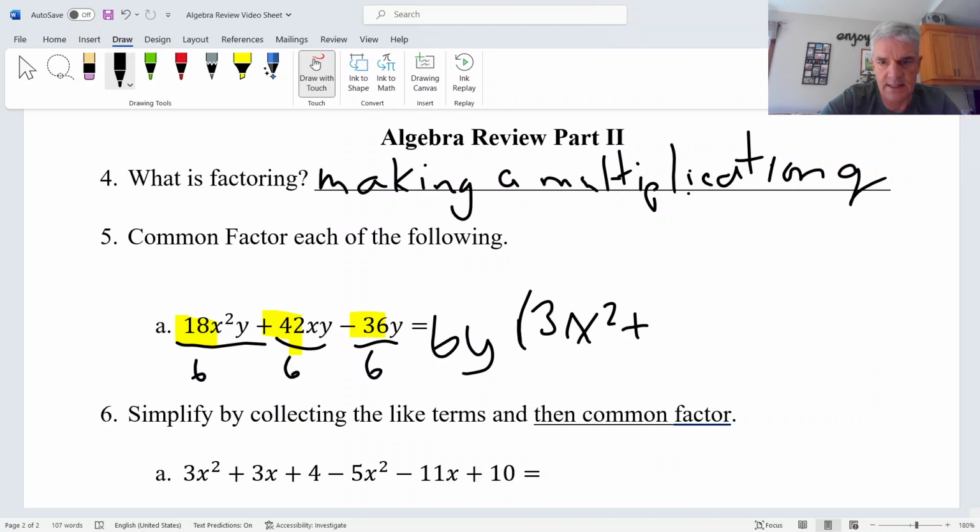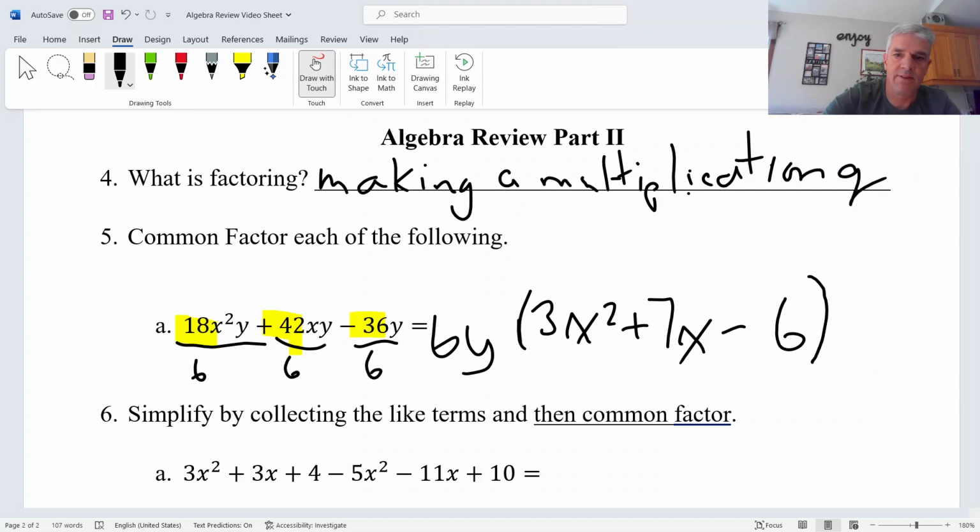Then I'm going to put a plus sign because it doesn't change. 42 divided by 6 is 7, and an x stays behind, okay? And then last but not least, I have my minus 36 divided by 6, which is going to be 6, okay? And I close my bracket there.